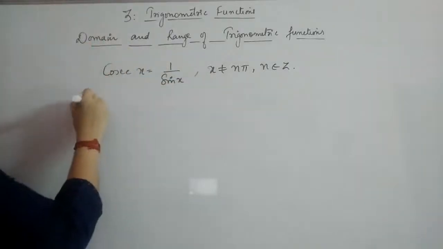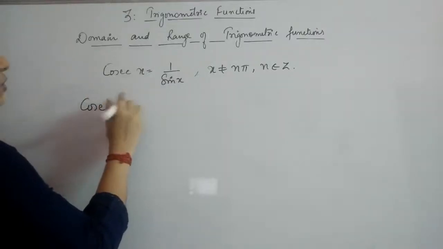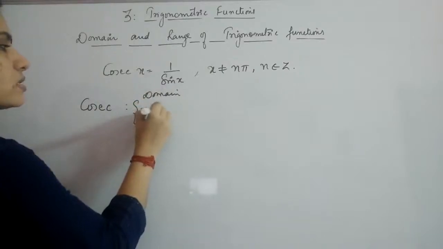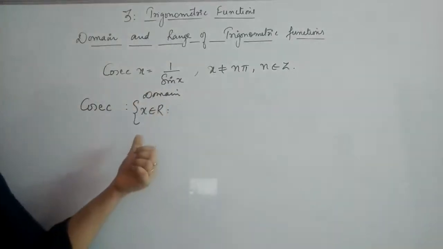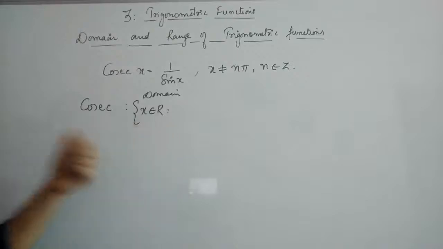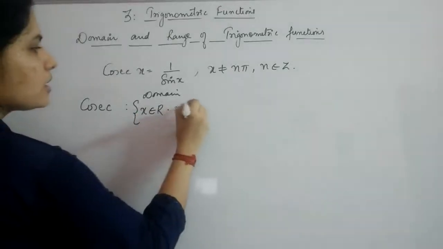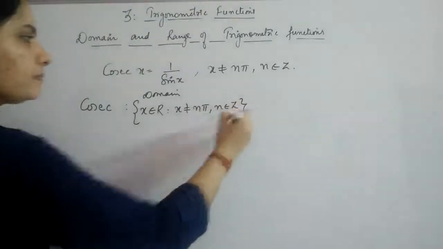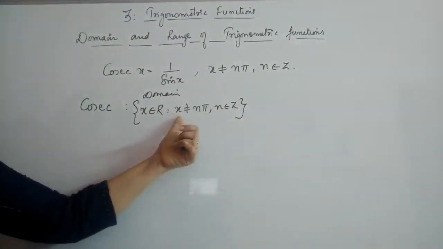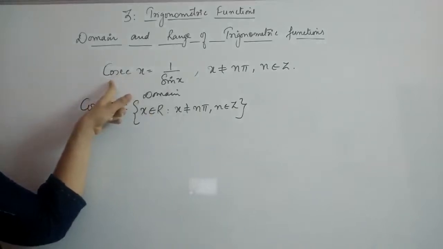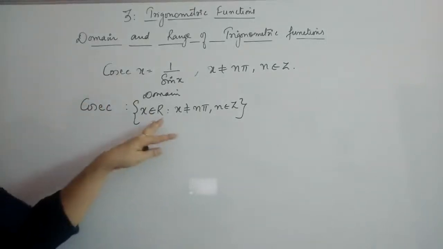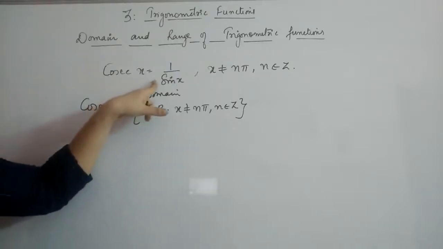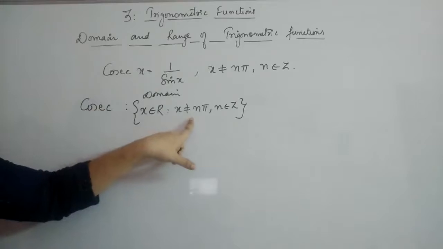When I talk about the domain of the cosec function, the domain will be the set of all x in R, the set of real numbers, which are not a multiple of n pi where n belongs to Z. Is it clear? Those are the values of x which cosec cannot have. In sine, it can have any value, that's why it had the domain R. But in cosec, you have a certain condition, that the denominator should not be equal to 0.